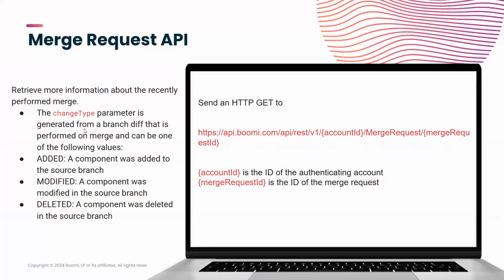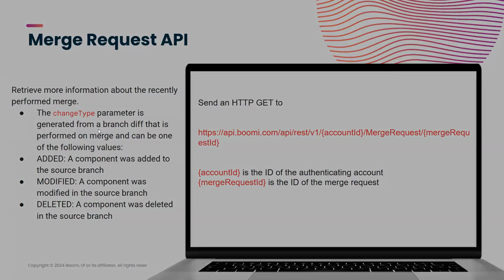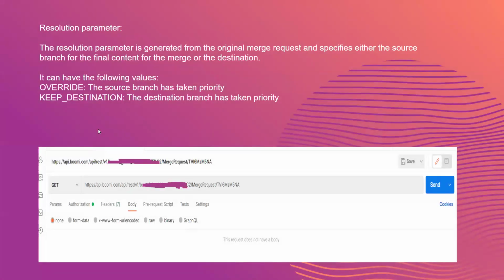And in the response, there will be a change type parameter which indicates whether the component is added, modified, or deleted. The other parameter is the resolution parameter, which indicates, if there is a conflict, which version of the component has taken priority. If it is override, it indicates the source branch version has taken the priority. If it is keep destination, then the destination branch version has taken priority. This is a sample request with a GET action.